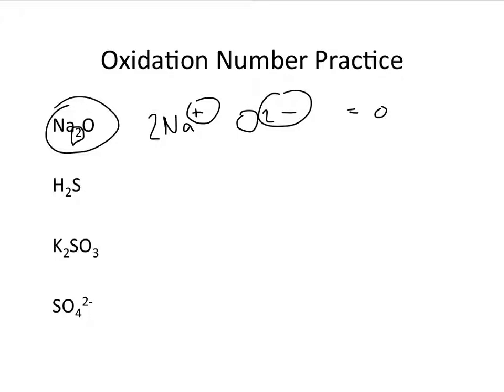So how would I label this? I would label this as +1. I would label this as -2 in terms of oxidation numbers. Basically this is how I would do my labeling.